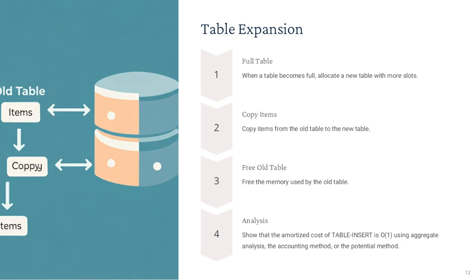For instance, consider a sequence of n table insert operations. Most insertions simply add an item to the table, incurring a cost of O(1). Occasionally, an insertion triggers an expansion, but the cost of this operation can be distributed across all insertions up to that point. Using aggregate analysis, we can show that the total cost of n insertions is proportional to n, resulting in an amortized cost of O(1) per operation.